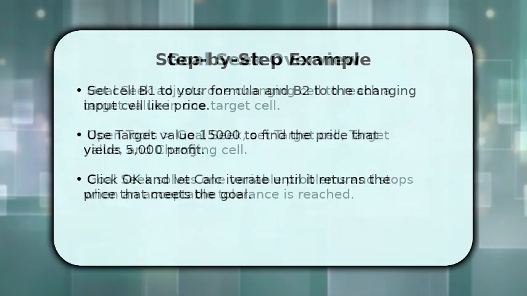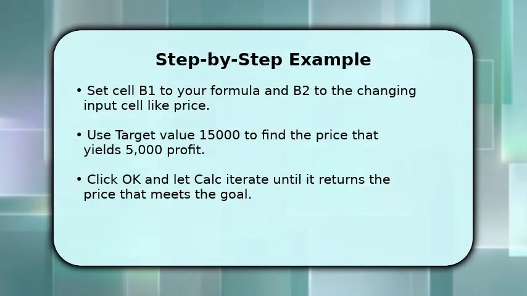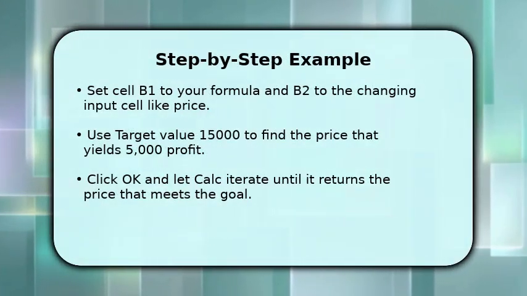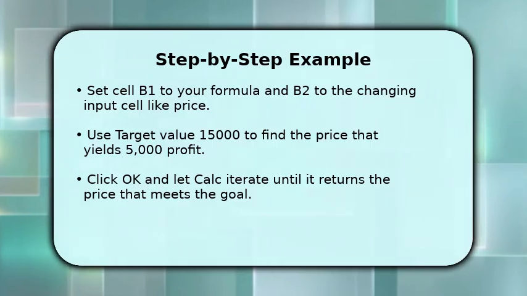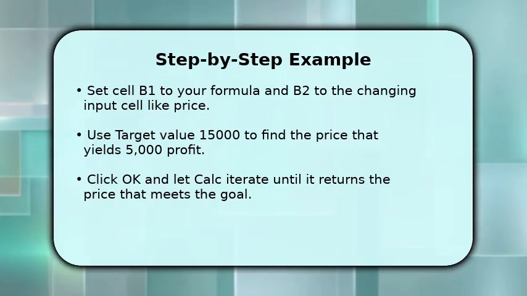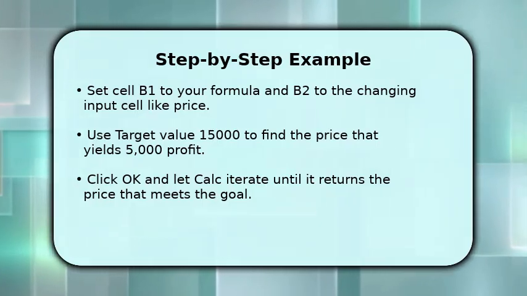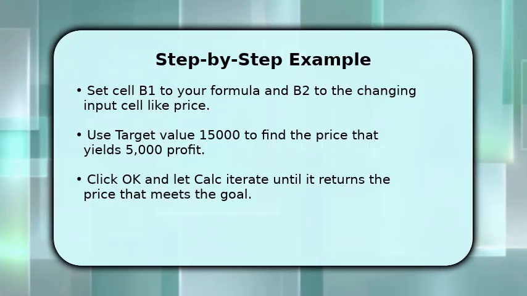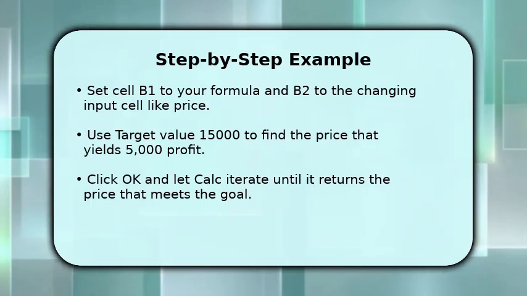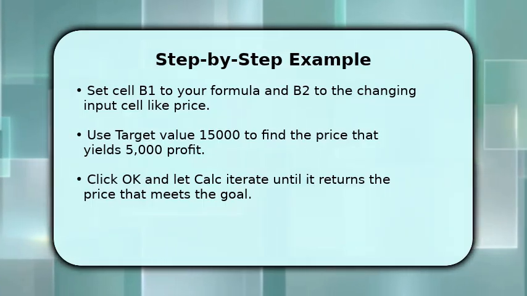Now we walk through a concrete example to find a sale price that yields 5,000 profit. Put your profit formula in cell B1 and enter a starting price in B2. For this example, use target value 15,000 to represent 5,000 of profit. Open Tools Goal-Seek and set target cell to B1 and changing cell to B2.